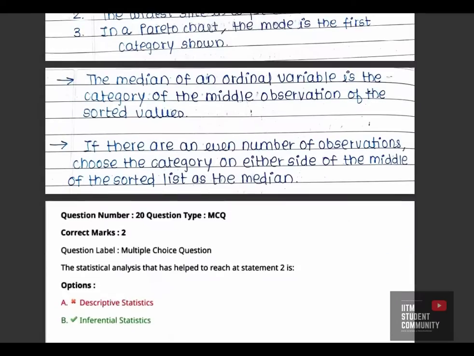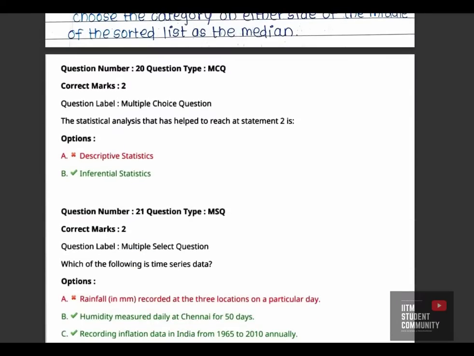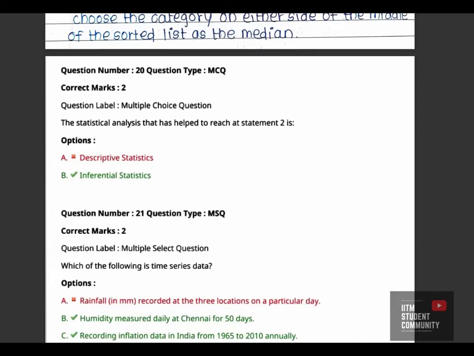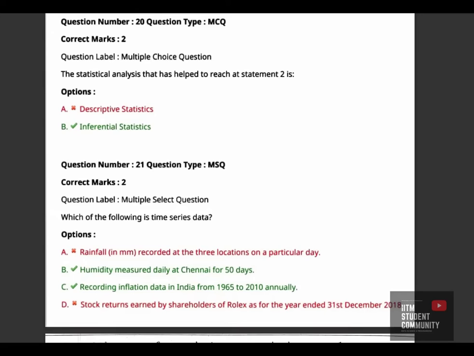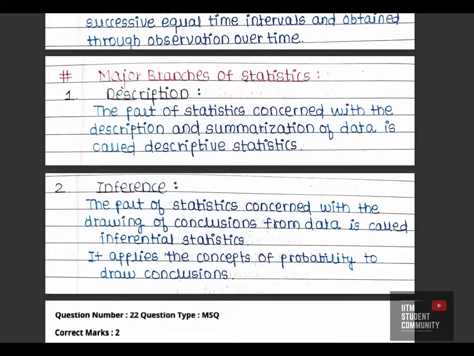Moving to the next question. The statistical analysis that has helped to reach statement 2 is, we have the options as descriptive statistics and inferential statistics. First we'll take a look at what these two terms mean. Now, the part of statistics concerned with the description and summarization of data is called descriptive statistics, while the part of statistics concerned with the drawing of conclusions from data is called inferential statistics.